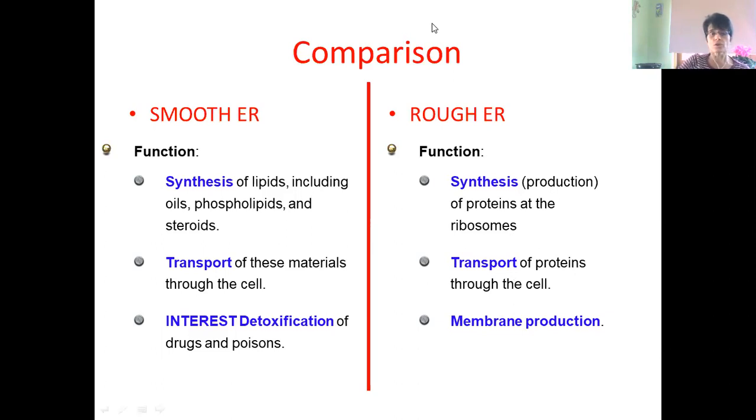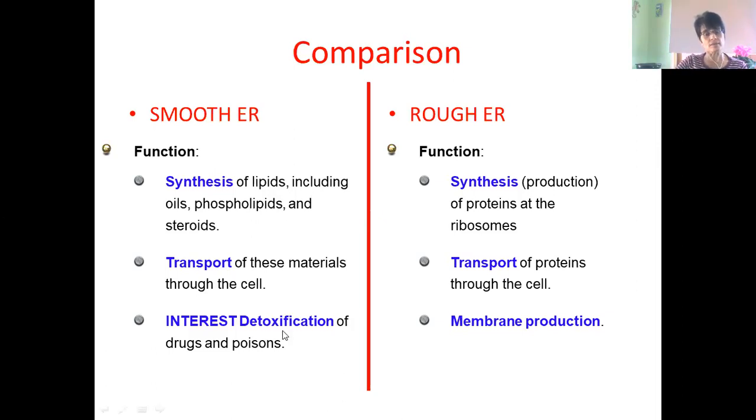Okay, smooth ER, no ribosomes, so it makes lipids. Okay, smooth makes lipids. So things like oils, think of peanuts, phospholipids, the little lipids that end up as part of our membranes. And steroids, if you think of certain hormones in our body like testosterone and estrogen, they are lipid-based hormones. So they've got a protein part, but also a lipid part, and that's where the lipid part is synthesized at the smooth ER. And then obviously the smooth ER also transports those new substances through the cell.